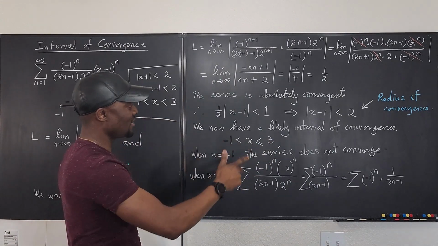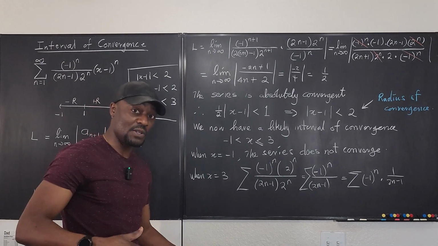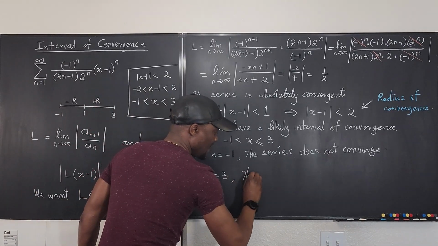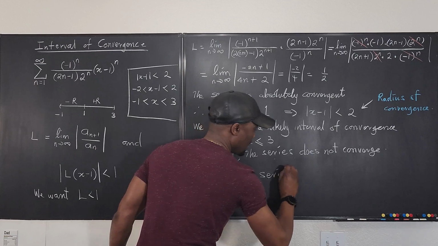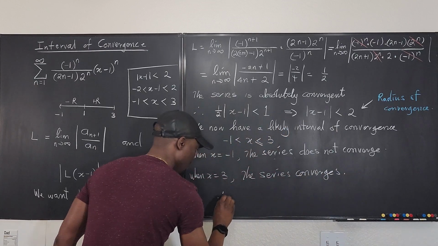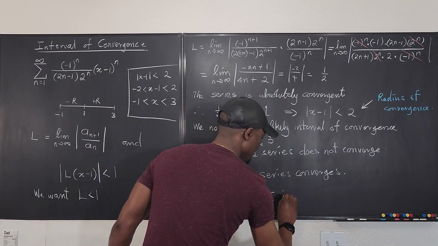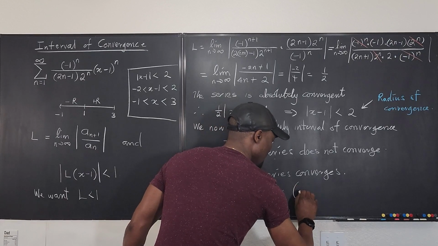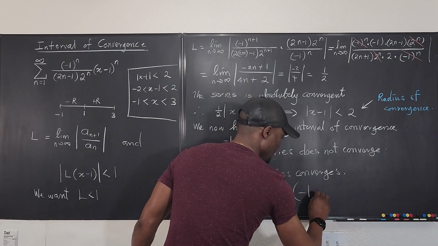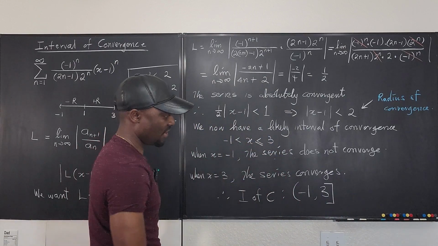So if you want to write the answer with interval notation, we say the series converges. Therefore, the interval of convergence is from just after negative 1 to 3 included. This is the shape of your answer.